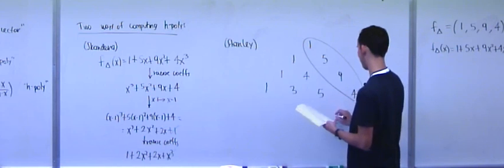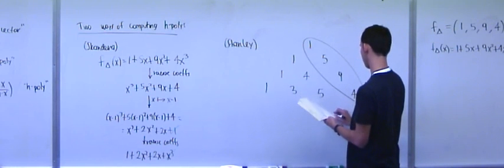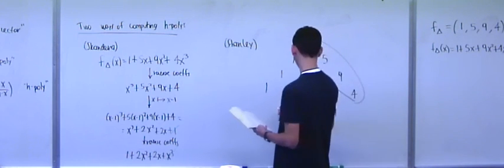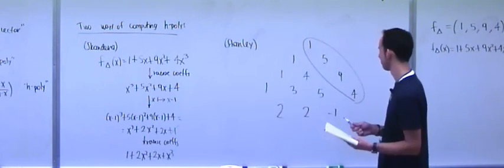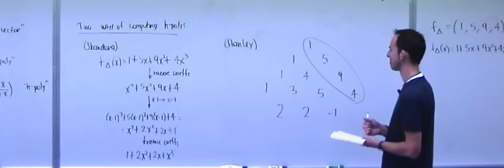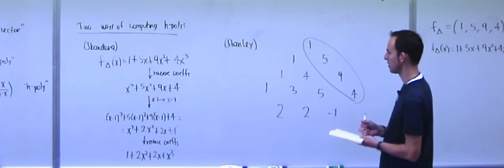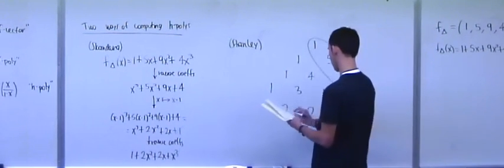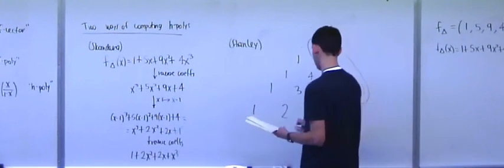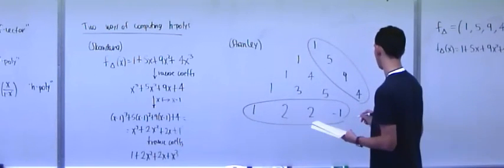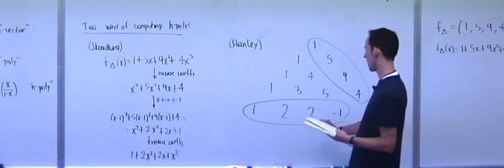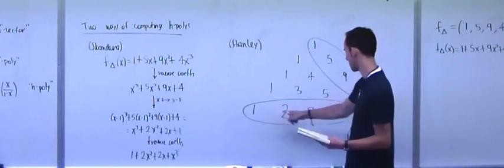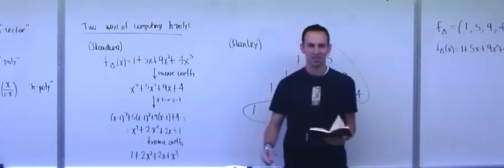4 minus 5 is minus 1. 5 minus 3 is 2. 3 minus 1 is 2. And whatever the mistake is that we did somewhere over here, the point is that this thing that you get here should be your H vector. Okay? So you're supposed to get the same answer here, and here, and here.